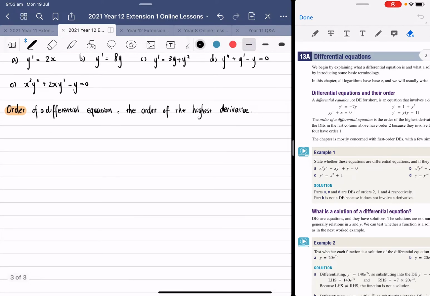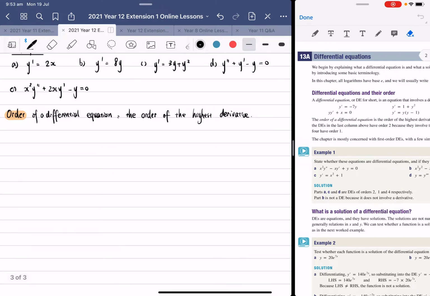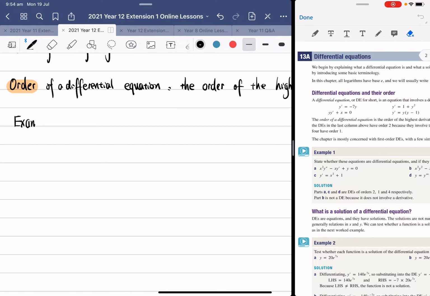In this chapter, the majority of the time we're dealing with first order differential equations. Sometimes we do have a few examples of higher order differential equations. So what is the question that you're going to do with differential equations? The first type of question you're going to see is to actually solve differential equations. Whenever we introduce a different type of equation, the first thing we need to know is how to solve it. So we basically need to know how to solve a differential equation.